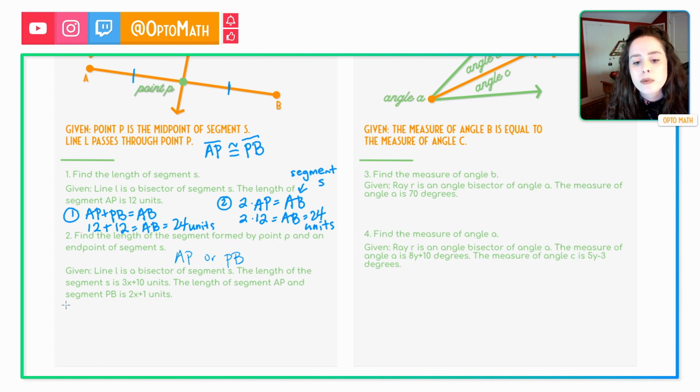For our first approach, let's think about segment addition. So AP plus PB equals AB, which is the same thing as segment S. So AP and PB are both 2x plus 1. So we could say 2x plus 1 plus another 2x plus 1, because they're both 2x plus 1, equals 3x plus 10.